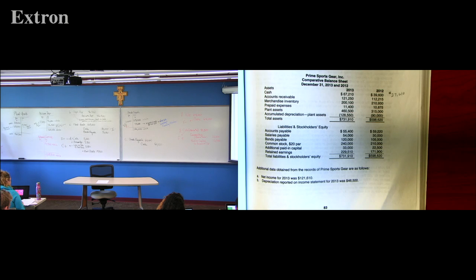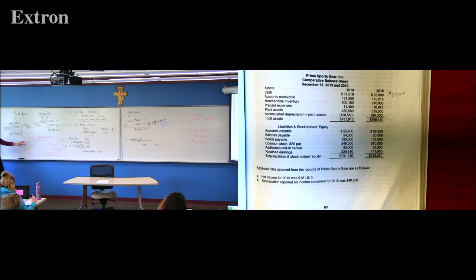Retained earnings means earnings that you keep. So doesn't net income affect retained earnings? If you think about when you do your financial statements, you do the income statement first because net income then goes to the statement of retained earnings. So net income will increase, right? This is net income for 2013. Okay, but 171,900 plus 121,610 is not 229,510.